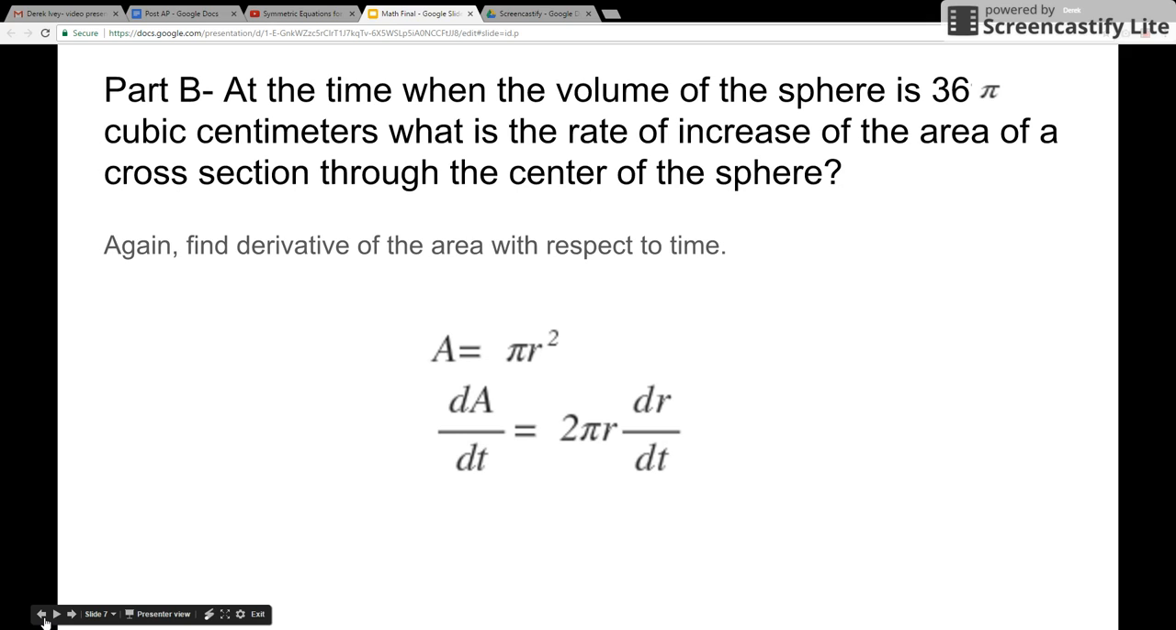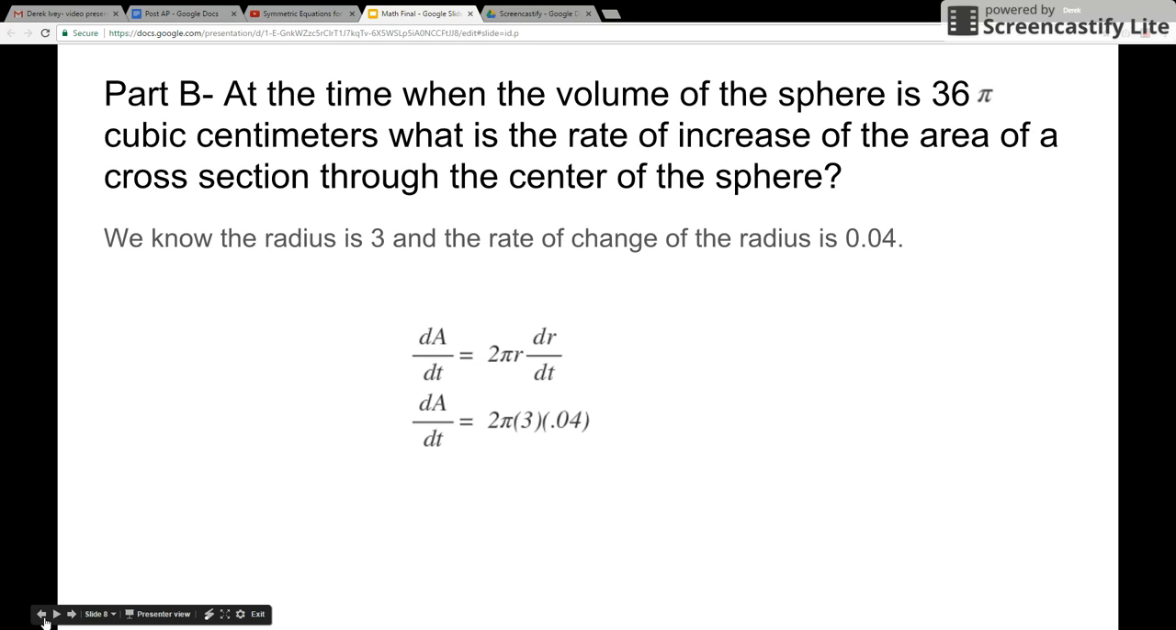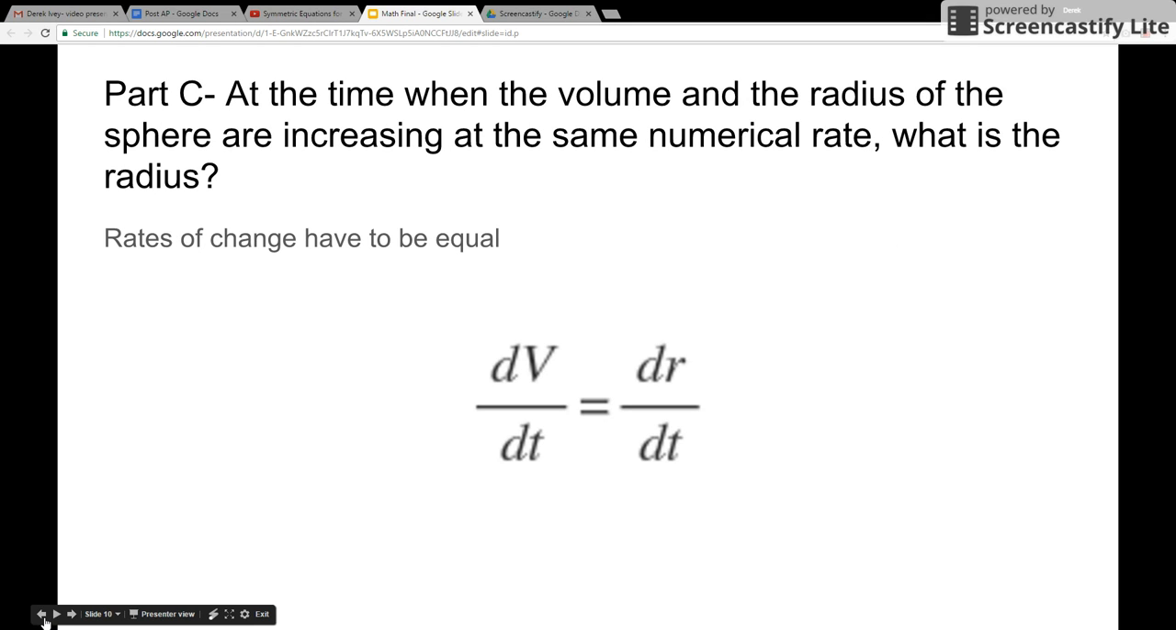Now again, we find the derivative with respect to time for area. So we get dA/dt equals 2 pi r times dr/dt. Plug numbers in. We get dA/dt equals 2 pi times 3 times 0.04. And that gives us an answer of 6 pi over 25 centimeters squared per second, or 0.24 centimeters squared per second, at which the area of the center of the sphere is increasing.